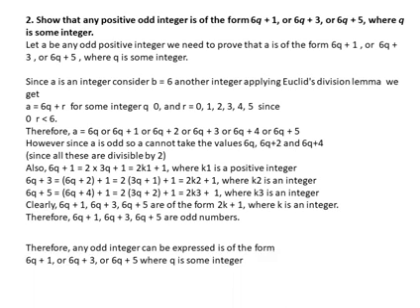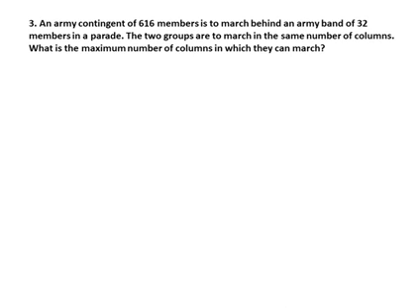Third question. An army contingent of 616 members is to march behind an army band of 32 members in a parade. The two groups are to march in the same number of columns. What is the maximum number of columns in which they can march? Here the word maximum defines what we have to find, whether we have to find LCM or HCF. We need to find HCF.